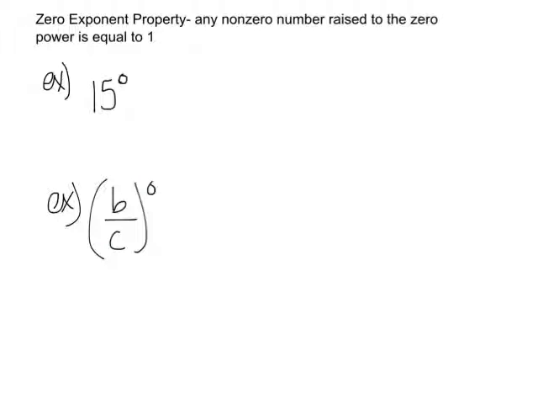The zero exponent property says that any non-zero number raised to the zero power is equal to 1. So 15 raised to the zero power, no matter what, equals 1. The fraction b over c raised to the zero power equals 1. So no matter what, anything that's taken to the zero power is going to equal 1.